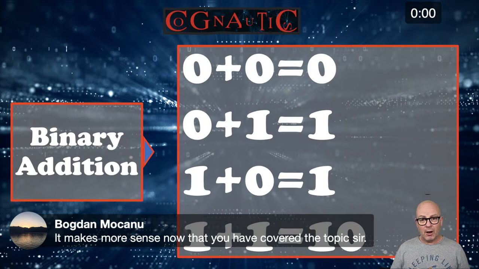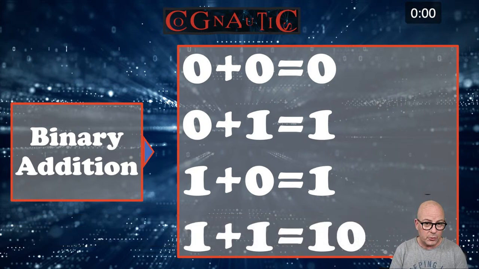The first three are obviously no-brainers. 0 plus 0 is 0, 0 plus 1 is 1, 1 plus 0 is 1. It's that fourth one: 1 plus 1 is 1, 0. Not 10, it's 1, 0. If you remember that, you cannot go wrong with binary addition.